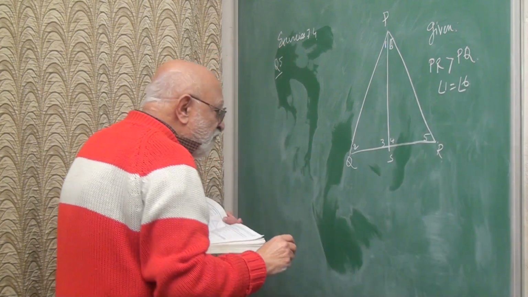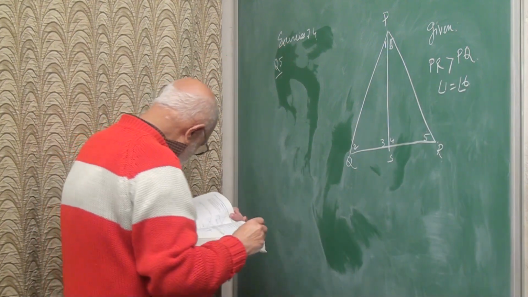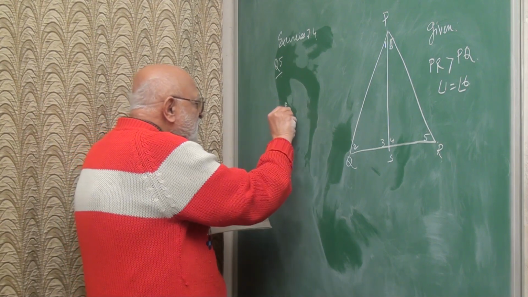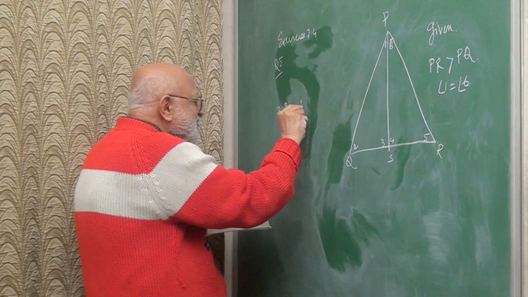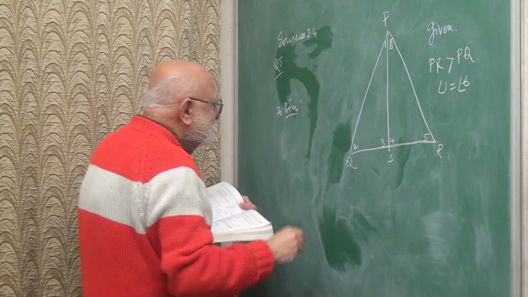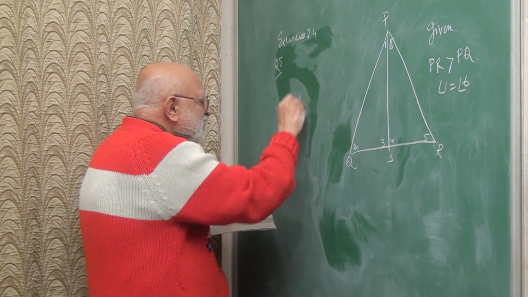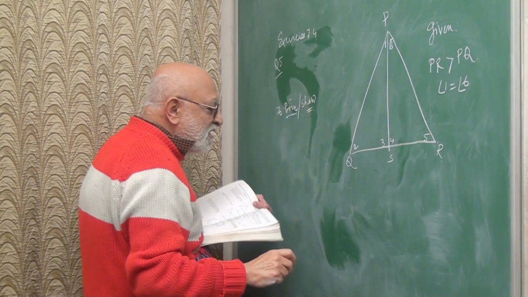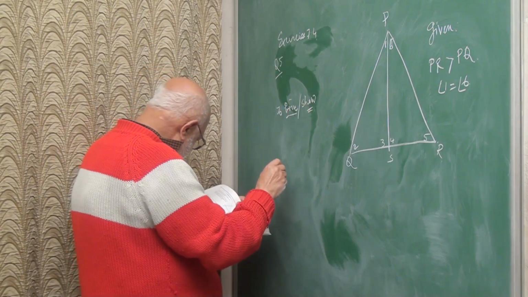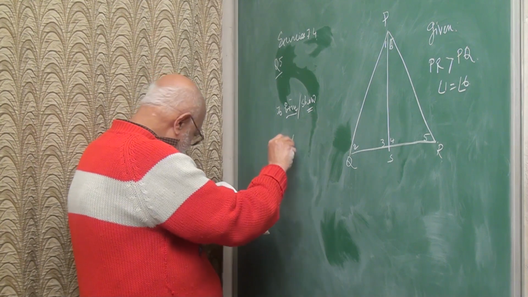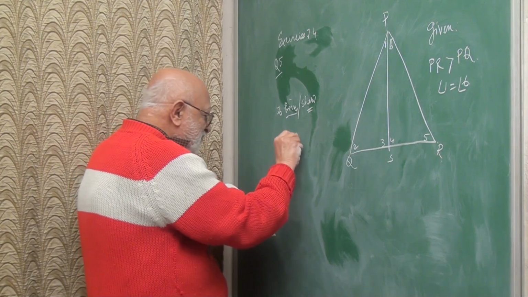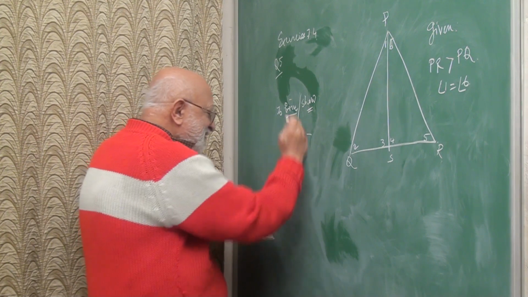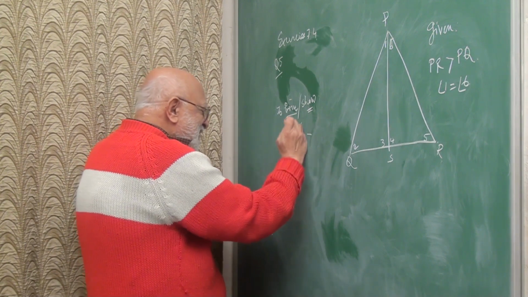What we have to prove? We have to prove that angle 2 proof. So don't worry, in some cases it is saying prove and some cases it is saying show. So whether it is prove or show should not confuse you. So it's saying to show that angle PSR is greater than angle PSQ.